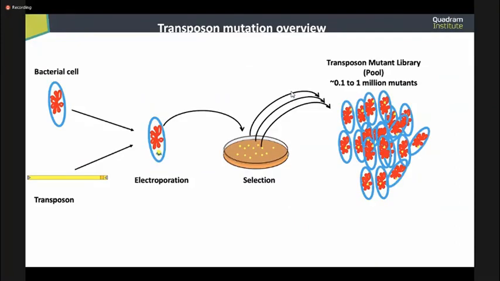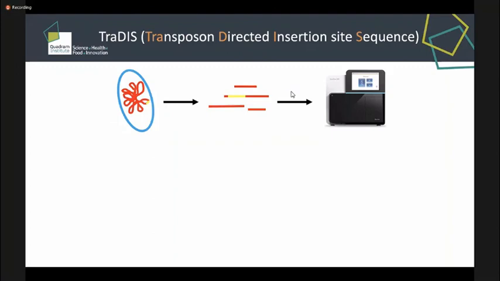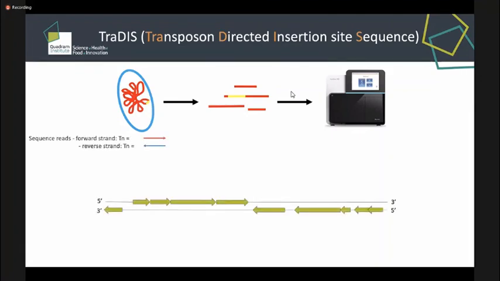So we can make transposon mutants, about 100,000 to 1 million mutants, by transformation or conjugation, by making transposons jump onto the bacterial chromosome and collecting those mutants. And then we can extract the DNA and sequence it. Instead of sequencing the whole genome, we sequence starting from the transposon and going into the chromosome. So we will find out the location of the insertion.